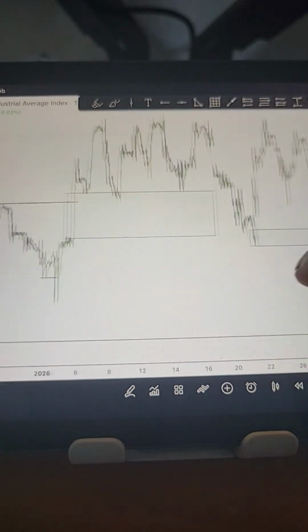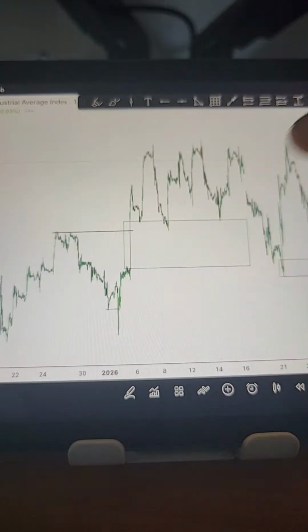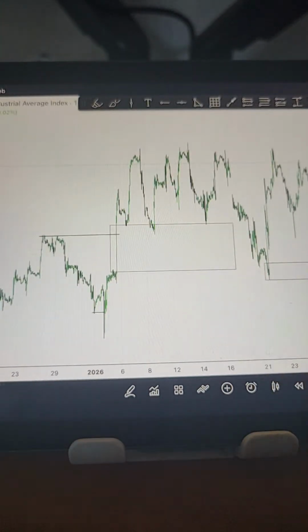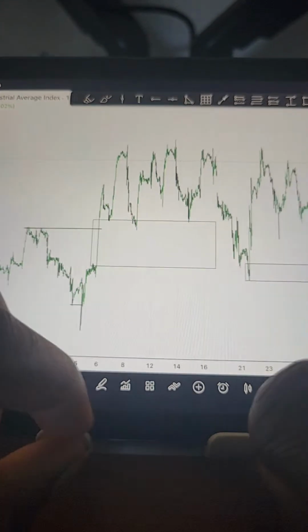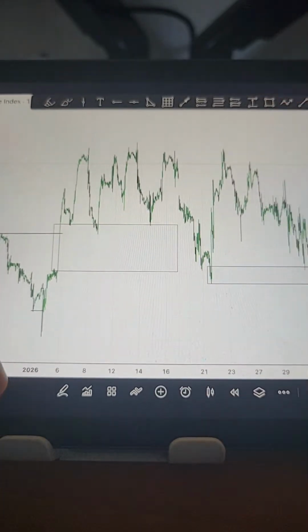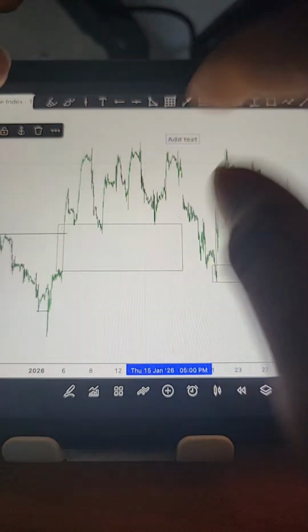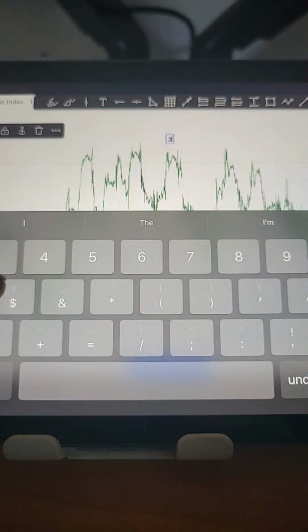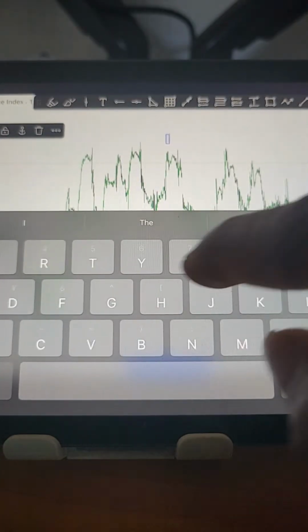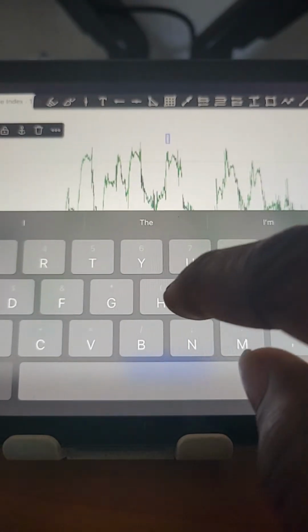So you can see that I already marked this out before. I already did an analysis on this pair. This is US 30, guys. So I already drew an analysis on this chart. US 30 is currently bullish.